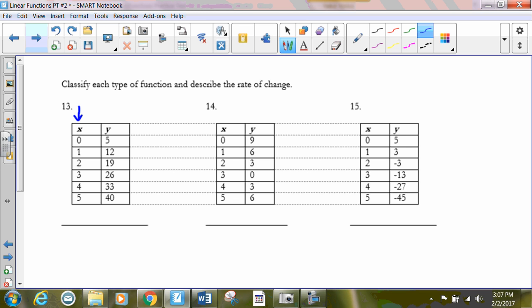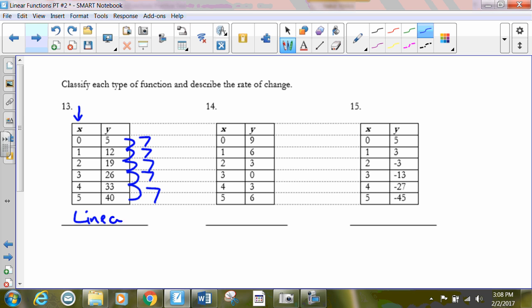So that's what we're going to do. We're going to say, what, 40 minus 33 is 7, and 33 minus 26 is 7. This is looking good so far. 26 minus 19 is 7, and 19 minus 12 is 7. And okay, so we've got a linear table.